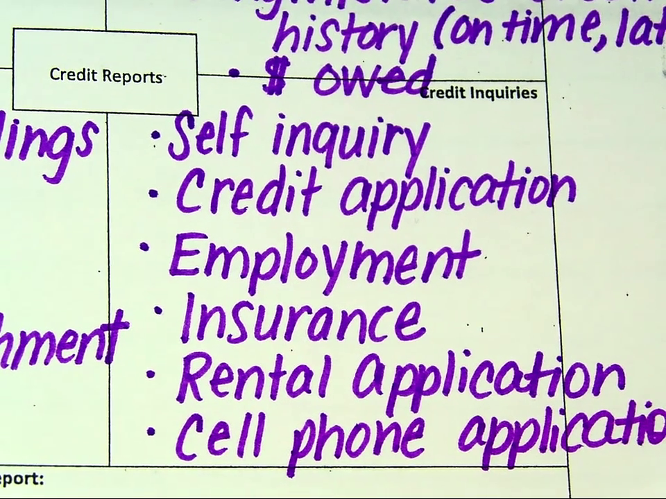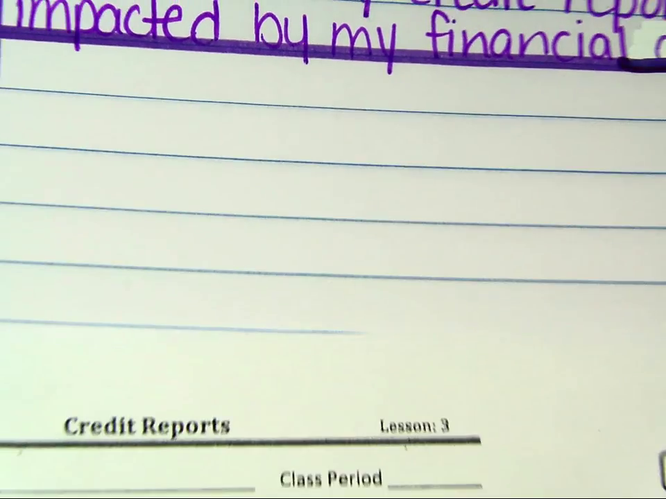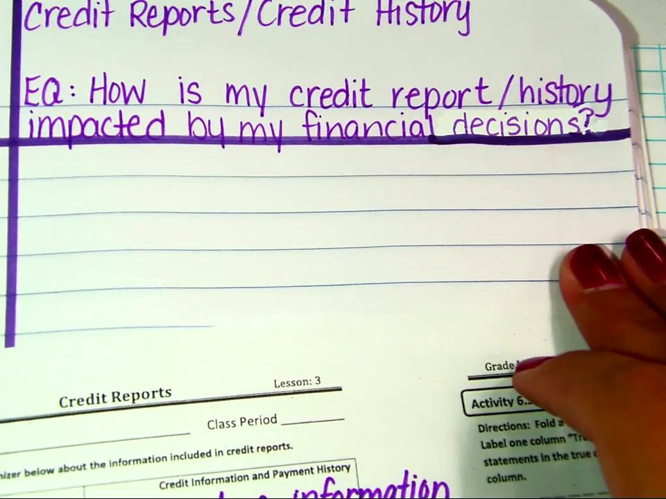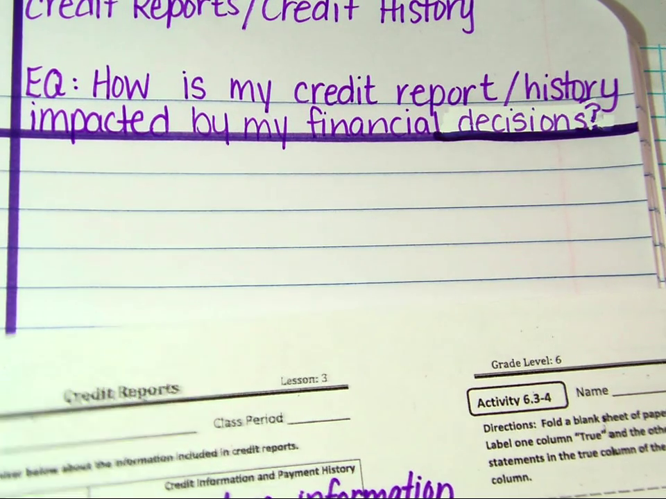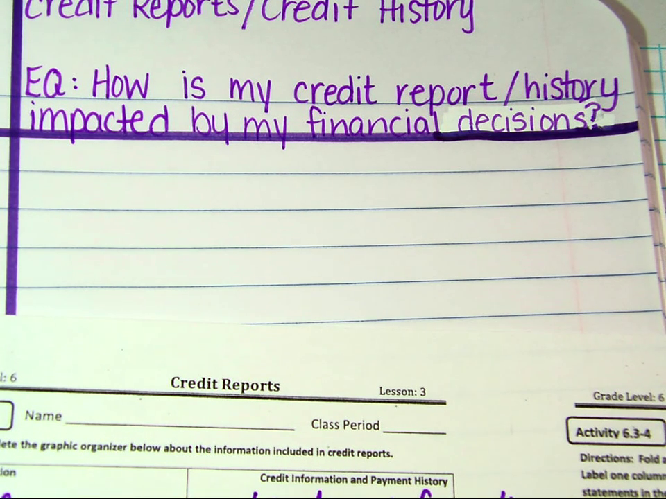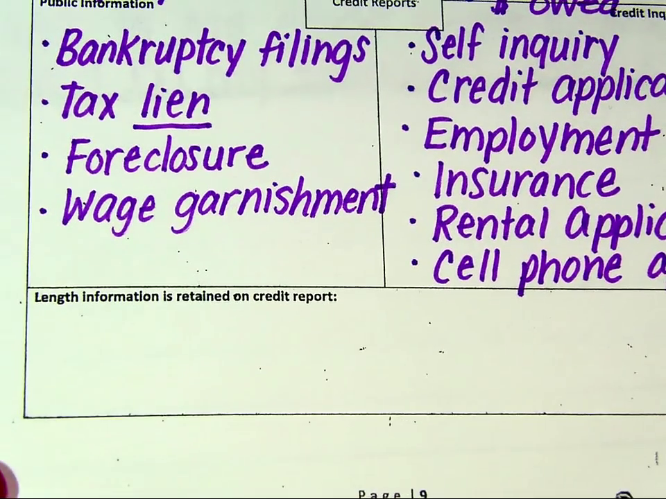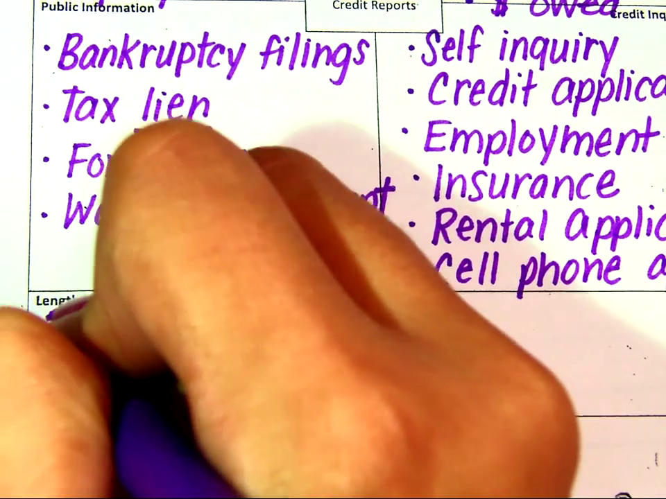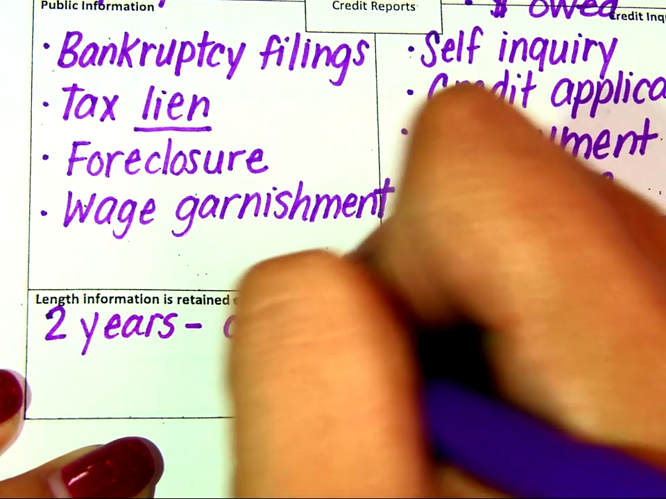Okay. And then finally, our question, which was, how is my credit report or history impacted by my financial decisions? We're going to look at some scenarios. But really what I want you to get is that the decisions we make regarding our finances stay on our credit history or our credit report for a long time. So some examples, we're going to look at this very bottom part. 2 years. So this is how long credit inquiries will stay on your account.